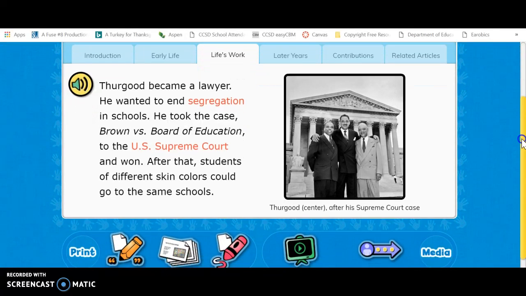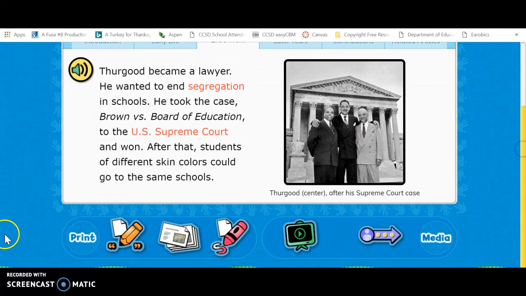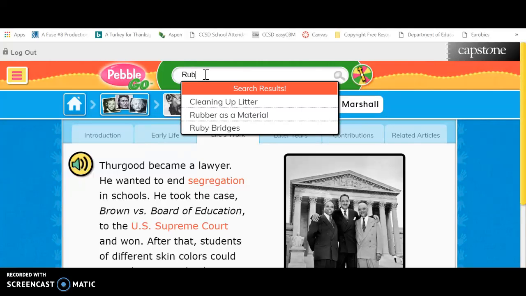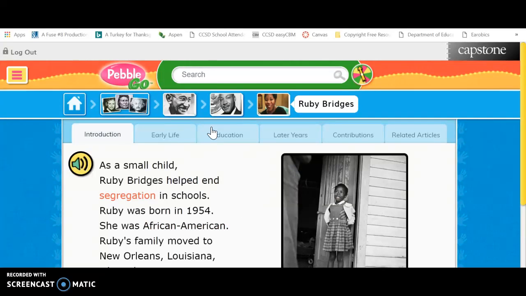So after you are done researching and finding the 3 facts about Thurgood Marshall, use that orange pencil at the bottom to get your citation information before you move on to your next person. Speaking of moving on to your next person, remember when you are done with Thurgood Marshall, make sure that you research Ruby Bridges. You just go back up to your search tab and you begin typing in her name. And look, I only had to type in 3 letters and she came up at the bottom.